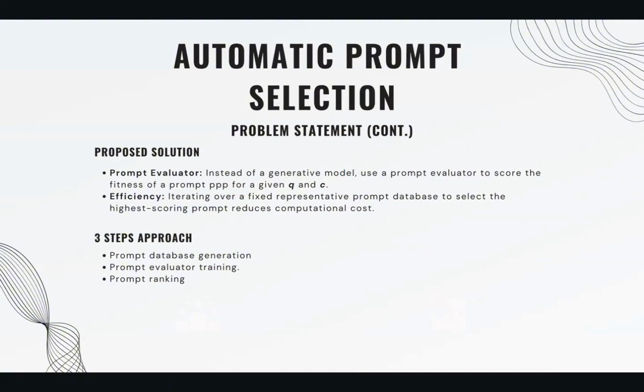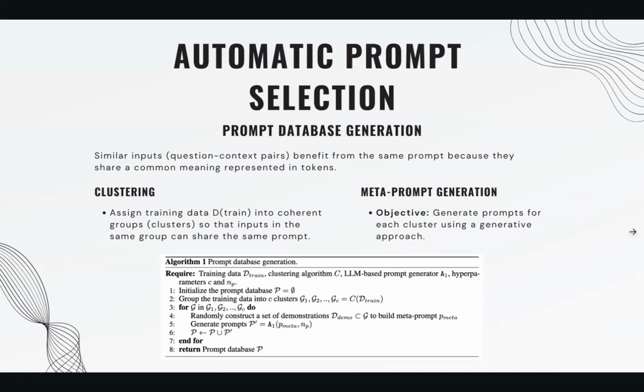Let's go through the steps one by one. Prompt database generation. The key aspect of prompt database generation is that similar inputs, question-context pairs, benefit from the same prompt because they share a common meaning represented in tokens. And there are two steps in database generation. The first, clustering, and the second, meta-prompt generation.